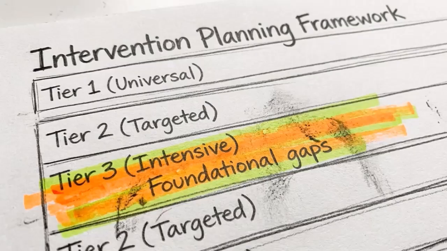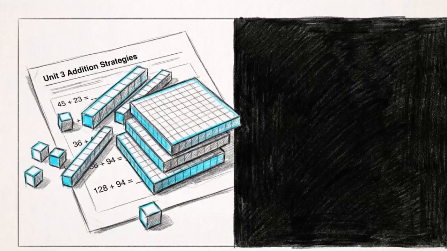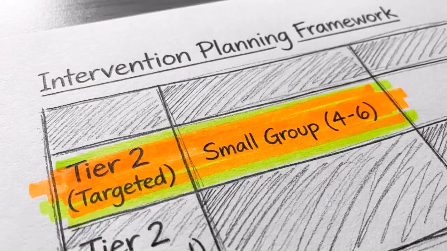Students who are 2 or more grade levels behind require Tier 3, or intensive intervention. For Tier 3, use physical base 10 blocks directly on the worksheet. The student must manipulate the physical values before attempting to translate them into numbers.